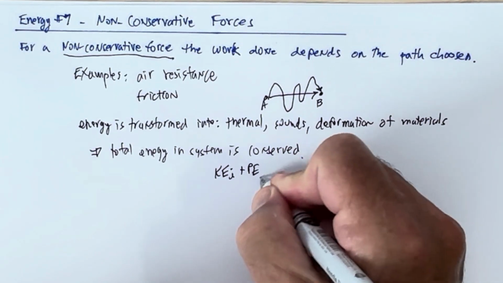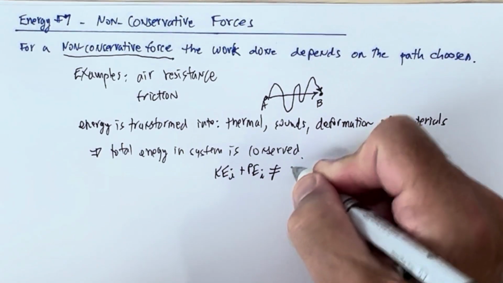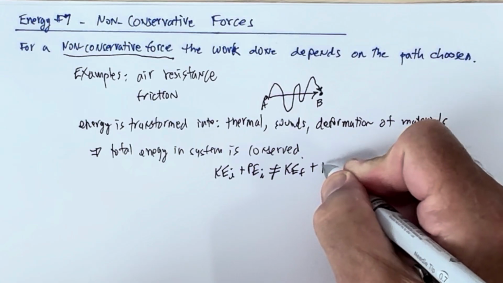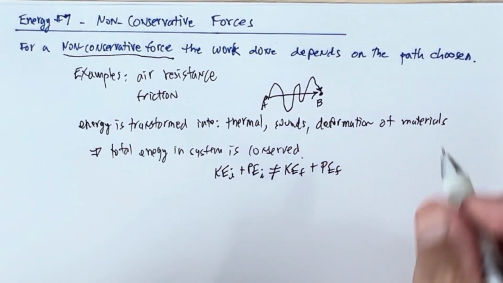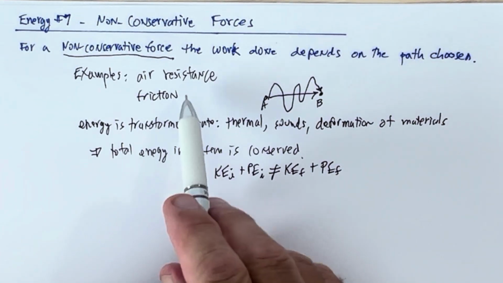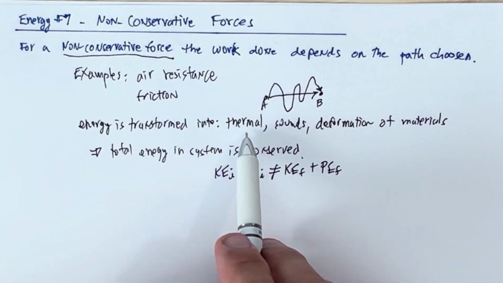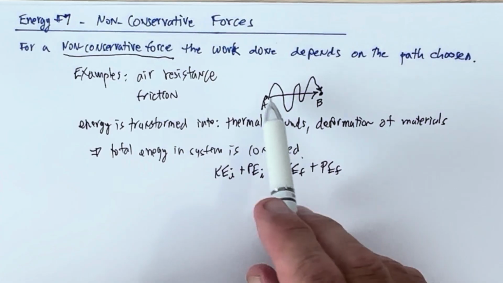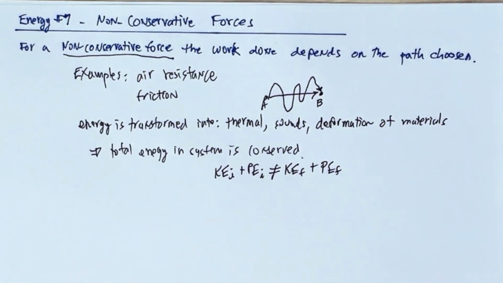But in the case of a non-conservative force being involved, the kinetic energy initial plus the potential energy initial does not equal the kinetic energy final plus the potential energy final, because you've got all these other forces like friction and air resistance and thermal and sound and deformation of materials that absorb some of that energy and dissipate it in forms that you're not really interested in when traveling from A to B. So that's different. This is a non-conservative force, and I'm going to do an example next on that.